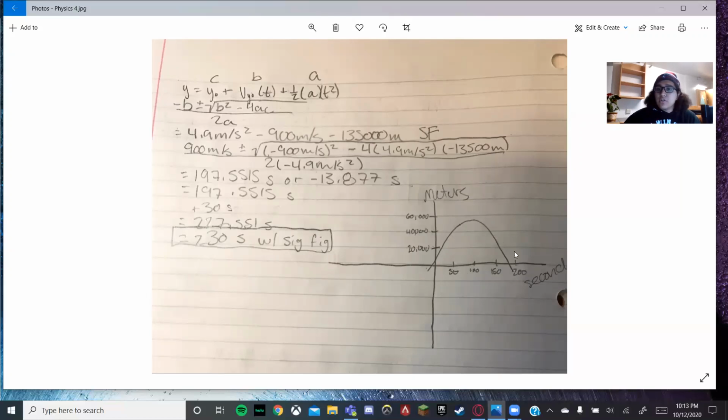And then this graph shows the position of the rocket for part two, and you can see that it doesn't start at 0, it starts at our 13,500 meters. You can see where the negative time is, and then you can see where the positive time is. And this point right here shows us how long it was in the air for.